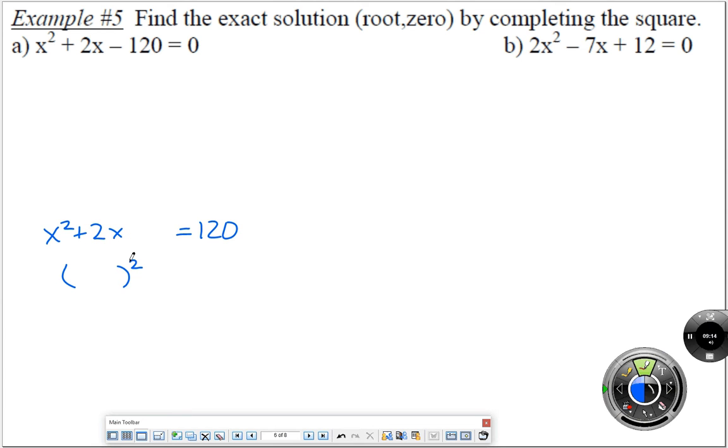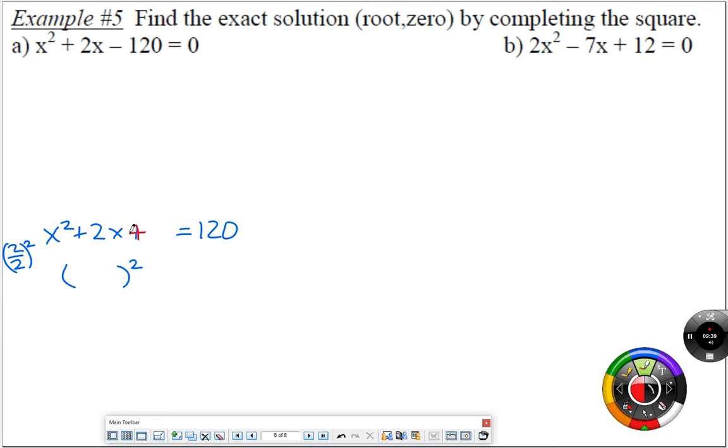Marcus? 100. Not 100. Rasmus? Just 1. So we have x squared plus 2x plus 1. Remember, we take the b term, we divide it by 2, and we square it. So if I take 2, I divide it by 2, and I square it, that's going to give me 1. I'm going to write it in a different color so you know that I chose to add it there.